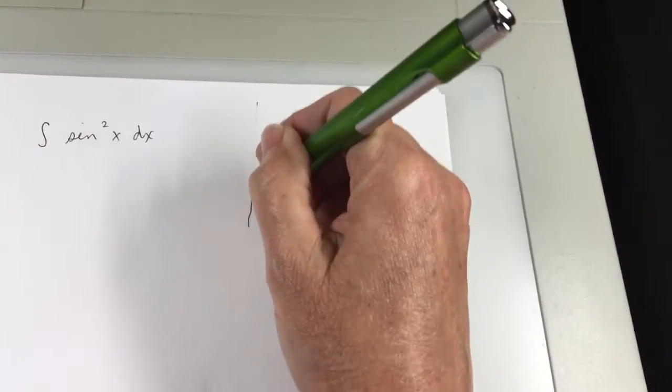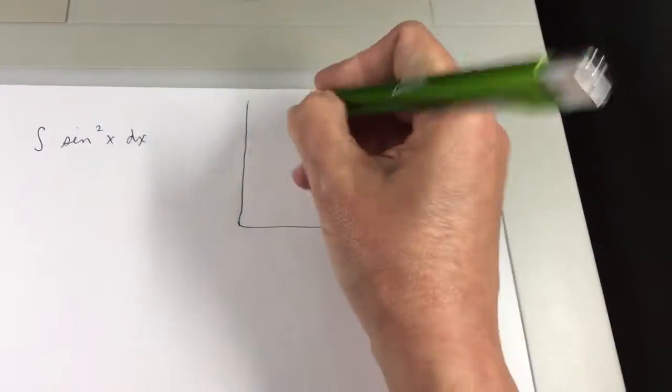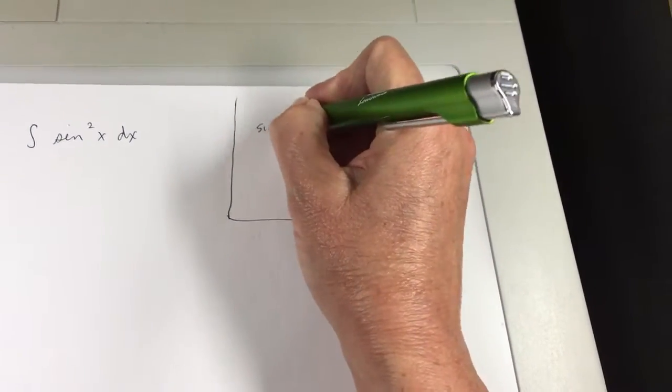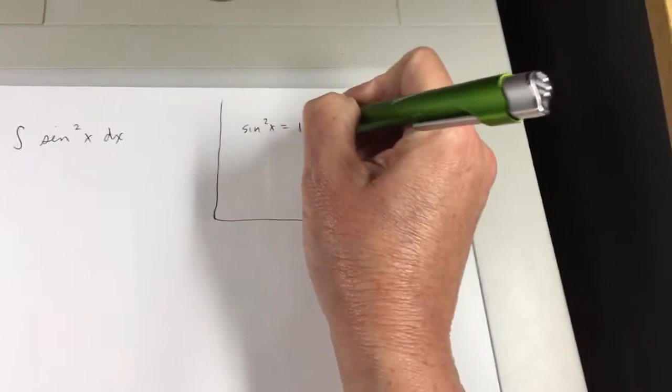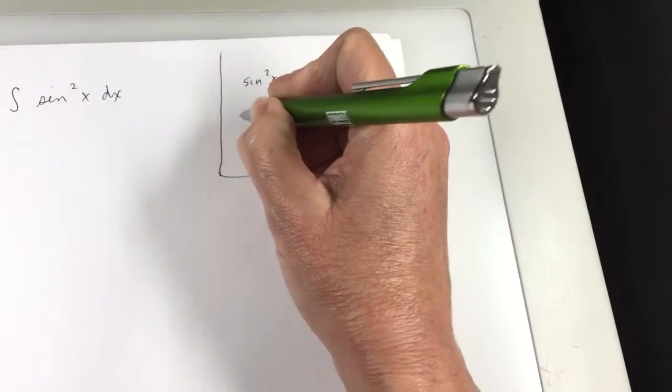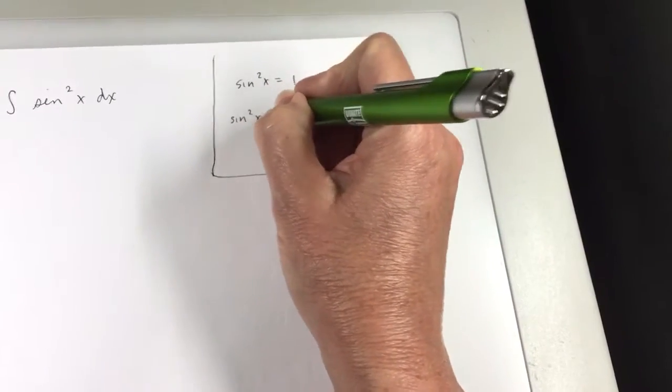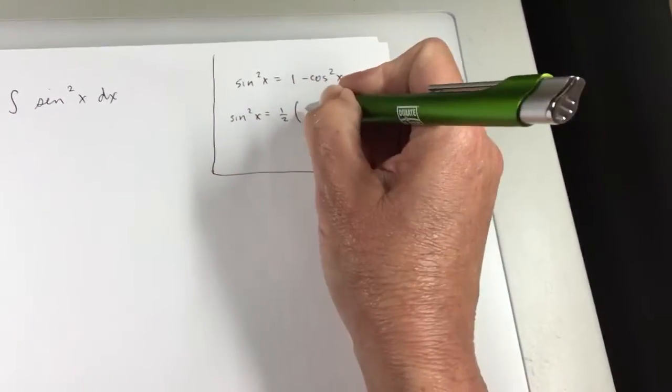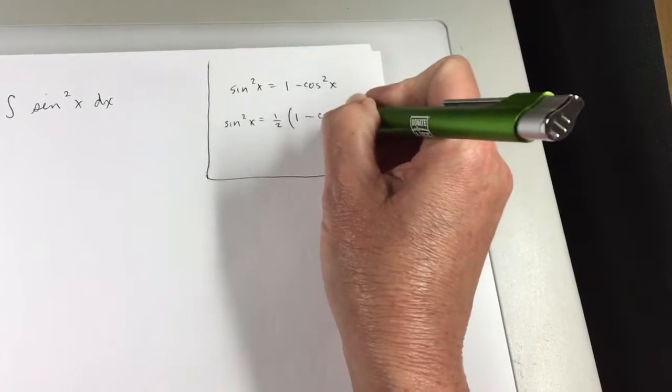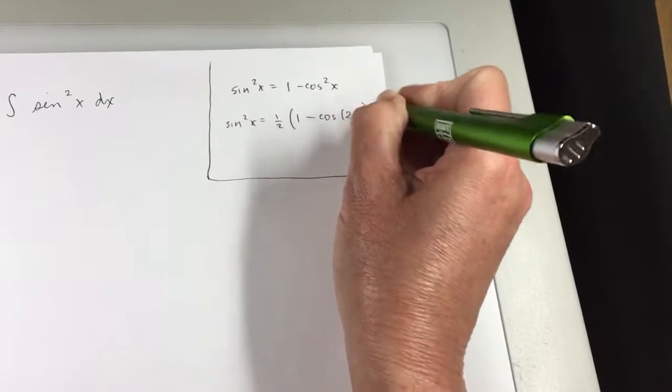So this time I have the integral of sine squared x dx, and I'll need a trig identity. We have two trig identities for sine squared x. We had sine squared x is 1 minus cosine squared x, and I have sine squared x is 1/2 times 1 minus cosine 2x.